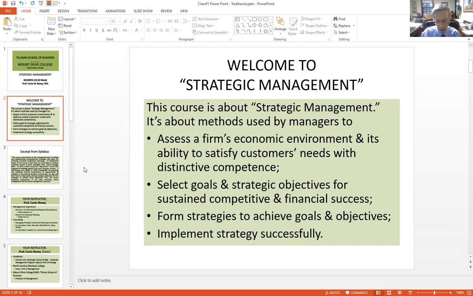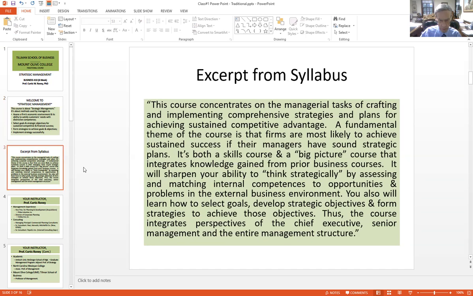We need to be more specific about exactly what it is that we need to accomplish in order to move toward goals achievement. And so we select strategic objectives before we form the actual strategy, consisting of activities that are instrumental in accomplishing strategic objectives. So finally, we form strategies, those programs of activities to achieve goals and objectives, and implement strategy successfully. Those are all the things that we'll be talking about in this course. And we'll be talking about methods for accomplishing these specific objectives.